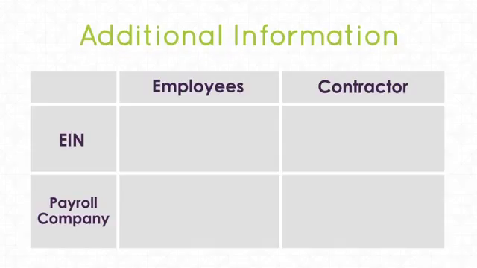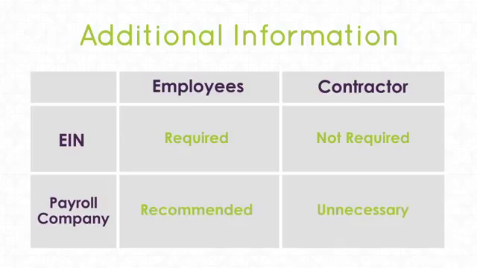If you choose to have employees, you must get an employer identification number. If you choose to only hire independent contractors, but you want to keep your Social Security number private, you can still apply for an employer identification number and use that number instead. I recommend hiring a payroll company if you choose to have employees. Costs for payroll companies can be minimal, and the rules for paying employees can be extensive.